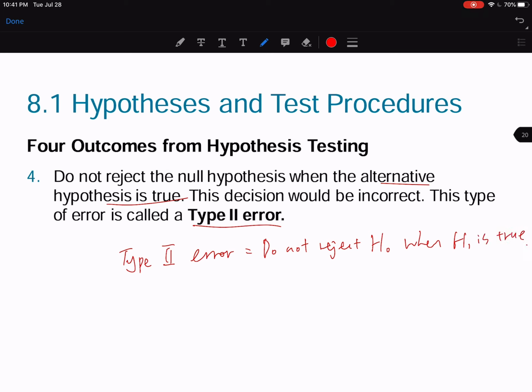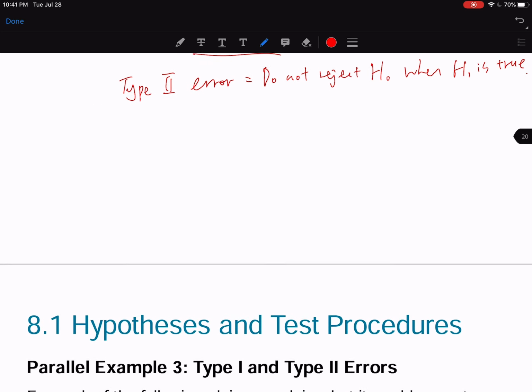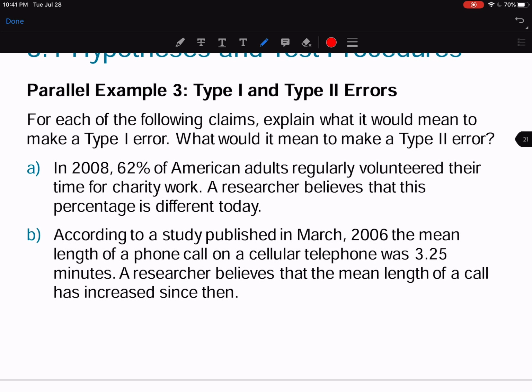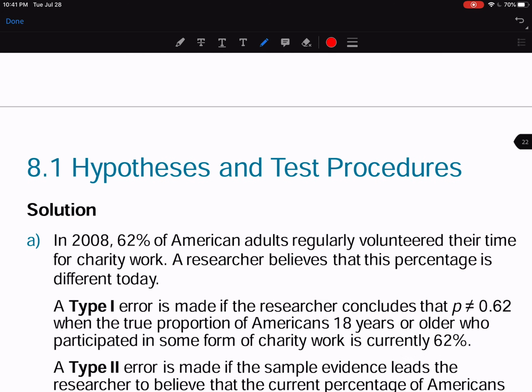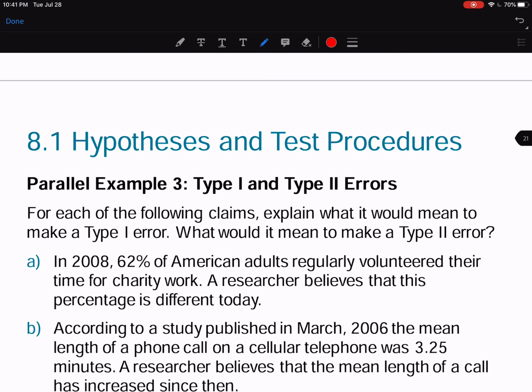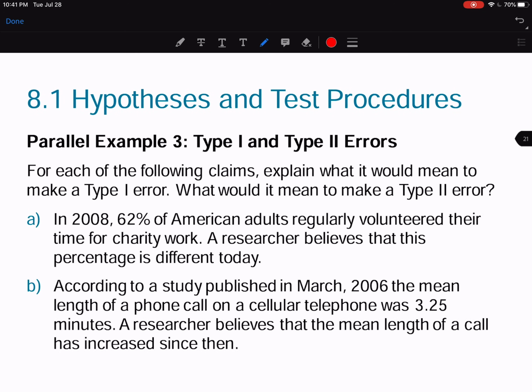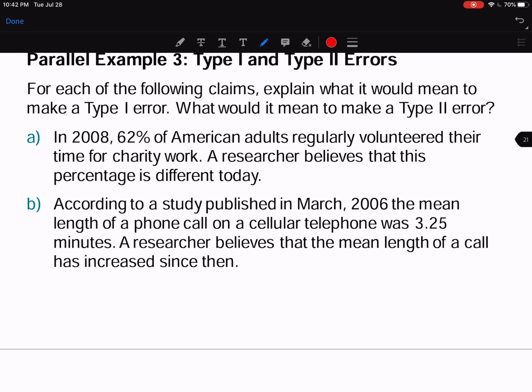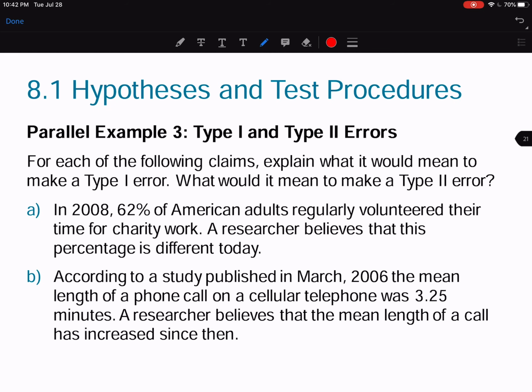Okay, that's the 4 possible outcomes we could get. All right, now let's take a look at the examples here. For each of the following claims, explain what it would mean to make a type 1 error and what it would mean to make a type 2 error. Actually, that's exactly the same one as what we saw before.